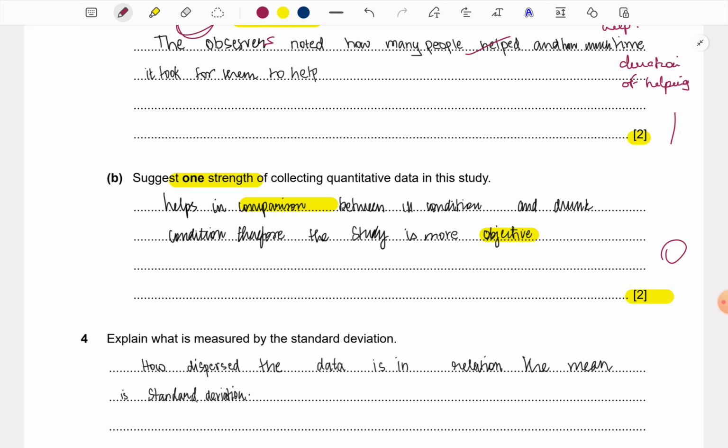So giving a general answer like, okay, comparison is there, objectivity is there, then why have they named the study? If they wanted a general answer, they would have just asked you what are two strengths of quantitative data. Now that's one. Secondly, these both points are not the same. It's not that one is the explanation of the other. One strength of quantitative data is it enables direct comparisons.